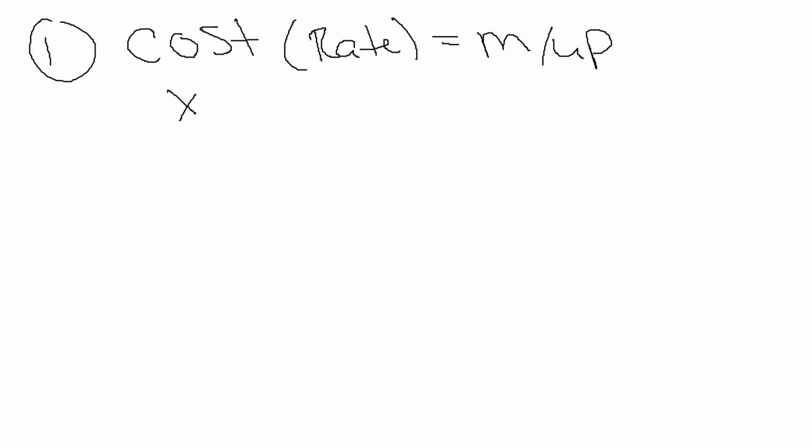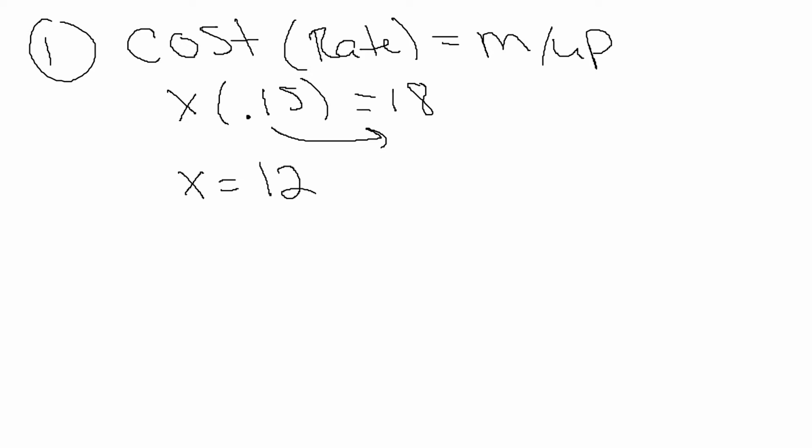I don't know my cost. My rate is 15%. I can't work with a percent. I'm going to make it a decimal. And my markup is $18. Now I can solve for my cost by dividing by 0.15. I'm multiplying on the left. When I move it over, it becomes division. Not quite sure what kind of vocabulary you're used to hearing when you talk about solving for x, but I just say the operation changes. So 18 divided by 0.15, I have 120. So this is my cost. I just solved for my cost.